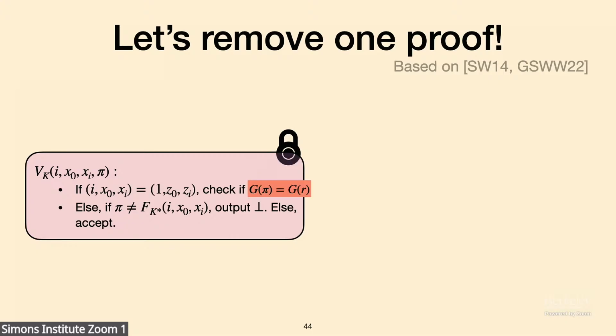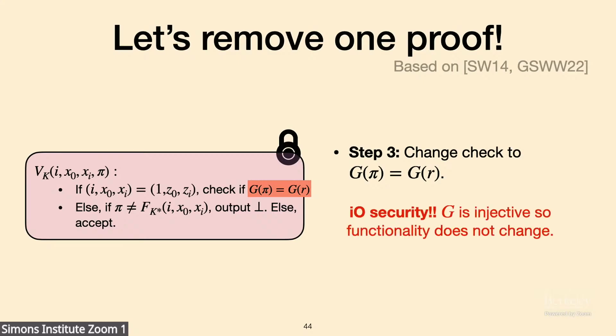I'm going to do this very clever trick from the work of GSW, which says, okay, now instead of checking pi equal r, I'm going to change it to g of pi equal g of r, where g is an injective PRG. Functionally, this is equivalent, right? Because g is an injective function. So whether I check pi equal r or g of pi equal g of r, it doesn't matter. Using the fact that this is functionally equivalent, I can make this change.